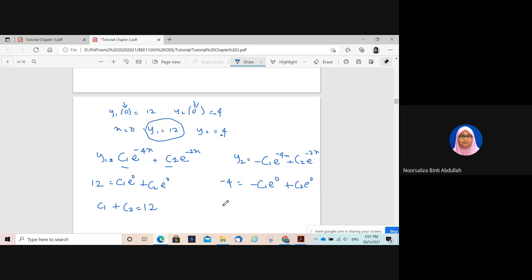So now we have minus 4 equals to minus C1 exponent 0 plus C2 exponent 0. So now we have C2 equals to C1 minus 4. Betul? This one you bawa ke sini.